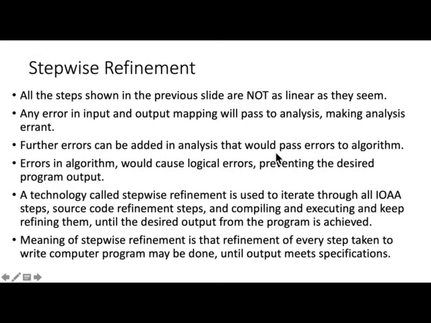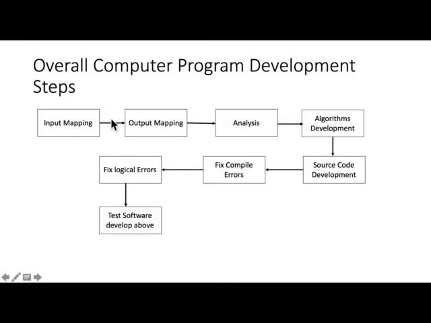Okay, there's a technique called stepwise refinement. We have shown in the previous slide as if we just go linearly from here to here to here to here. No, it's not like that. These two are simply variable naming and data type determination. Then we go to analysis. There might be something wrong in analysis that's going to mess up this. So we might stay between these two steps for a while. And then we develop source code and fix compile errors. Well, we might stay in this loop for a while, and so on. So it's not a linear process from one step to another.